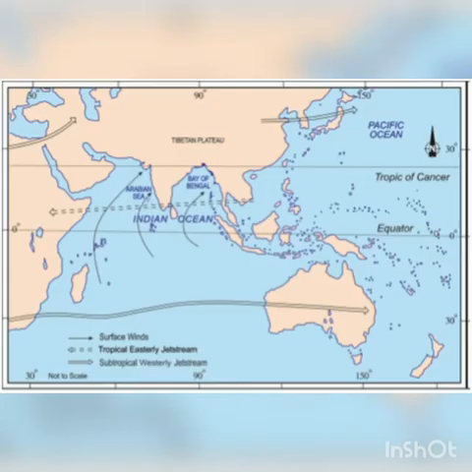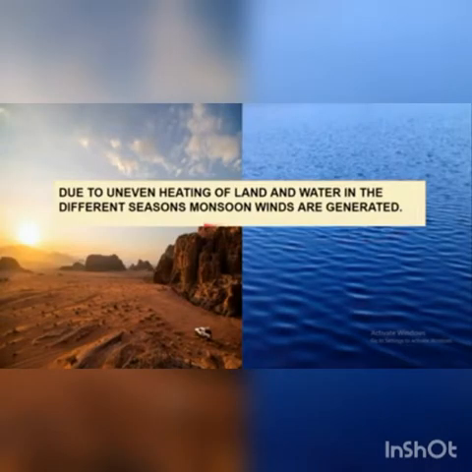Now let us proceed to the monsoon winds. First, let us see how the monsoon winds are generated. So, the monsoon winds are generated due to the uneven, means the unequal heating of land and water in the different seasons. That means sometimes the land will be heated more and sometimes it will heat less.